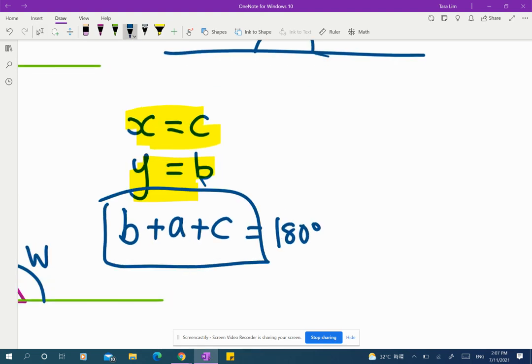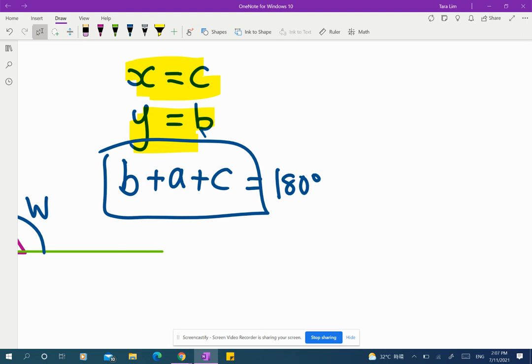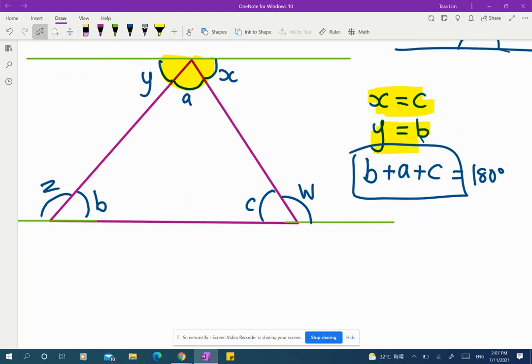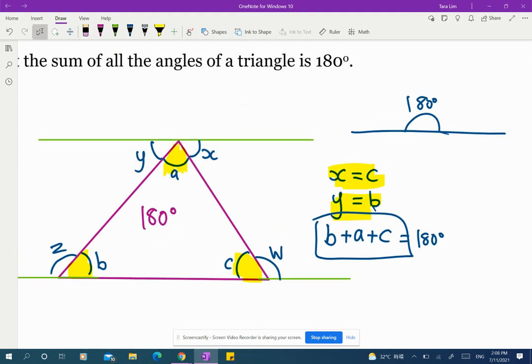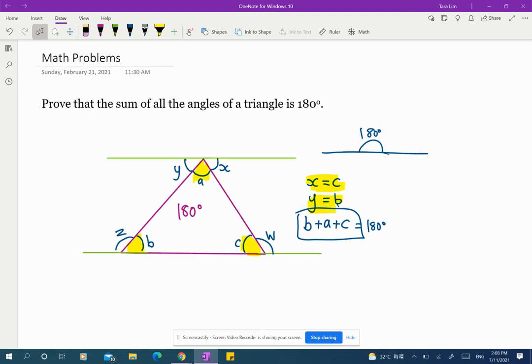And if we see here, B plus A plus C is 180 degrees. Let me erase this first. B plus A plus C is 180 degrees. And we have proved that. We have proved that a triangle, all of the angles always add up to 180 degrees, no matter what the size is. So this is how you prove that the sum of all the angles of a triangle is 180 degrees.